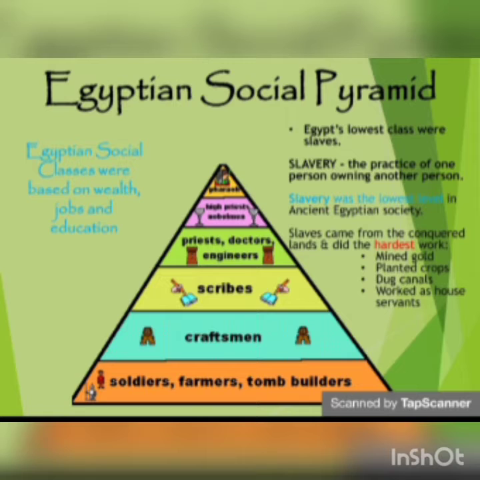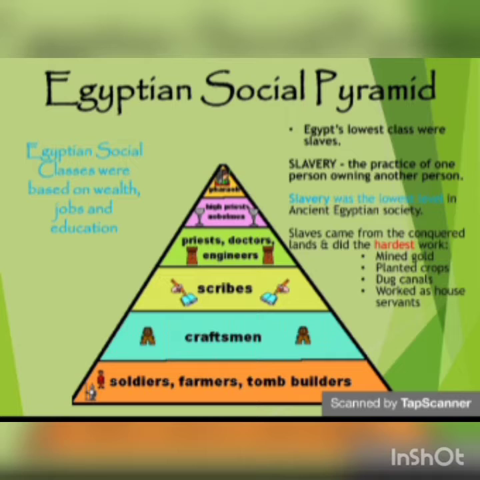So slavery was the practice of one person owning another person. What is meant by slavery? In olden days human slaves were there. They would sell the slaves like cattle or animals. And slavery was the lowest level in ancient Egyptian society.